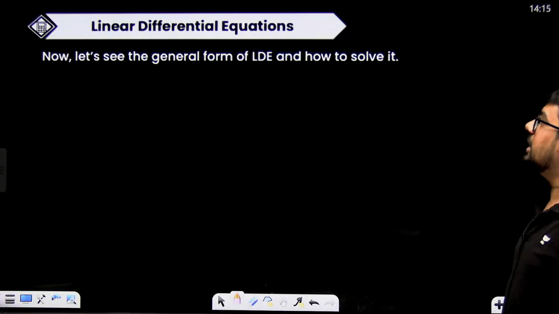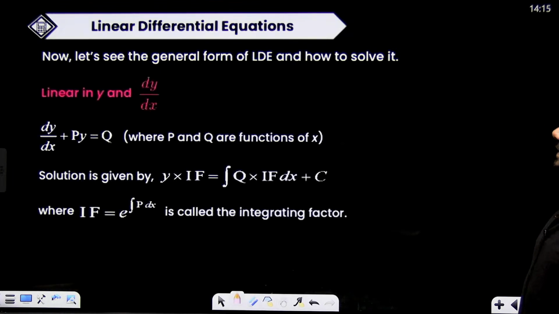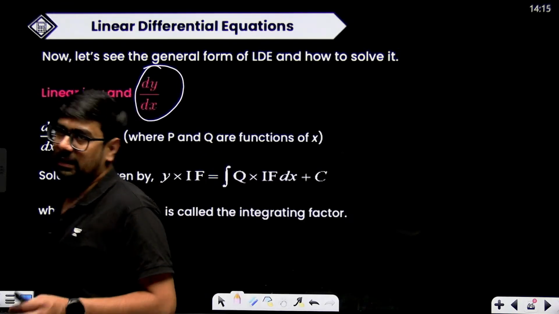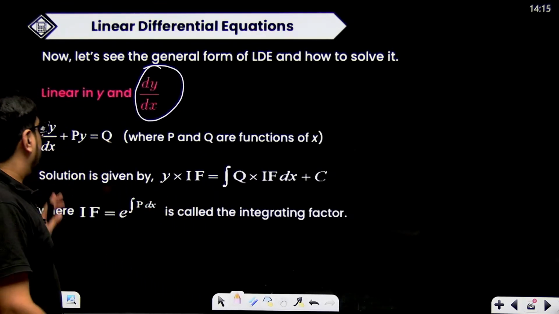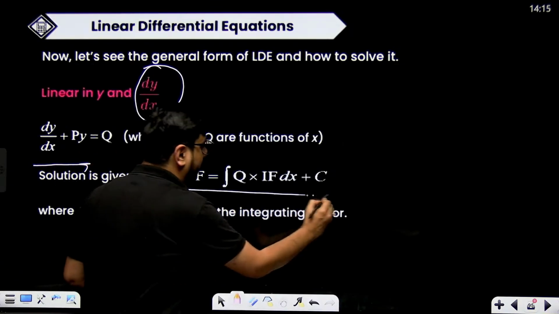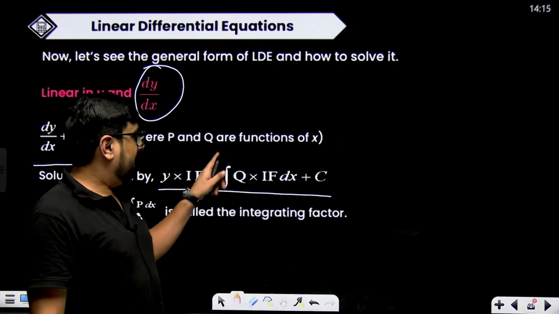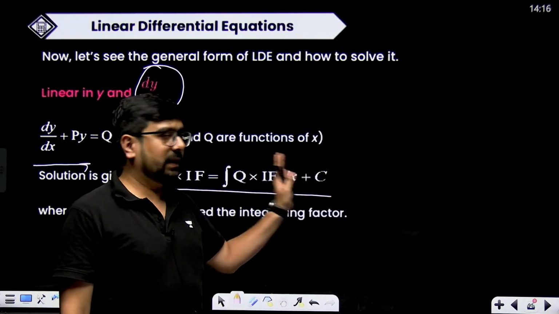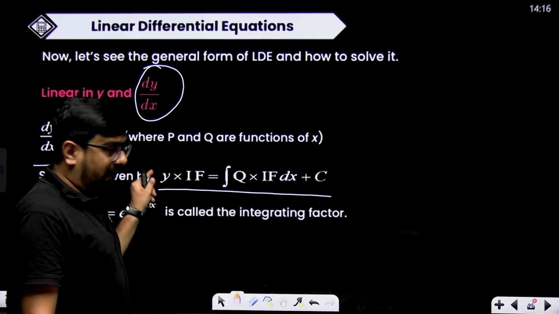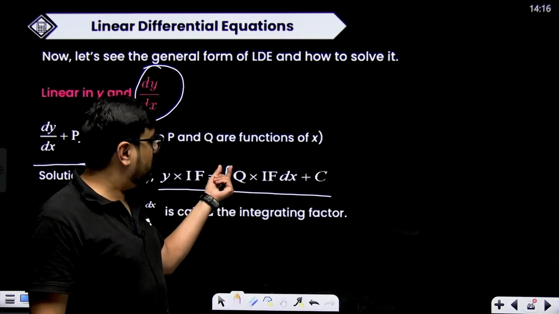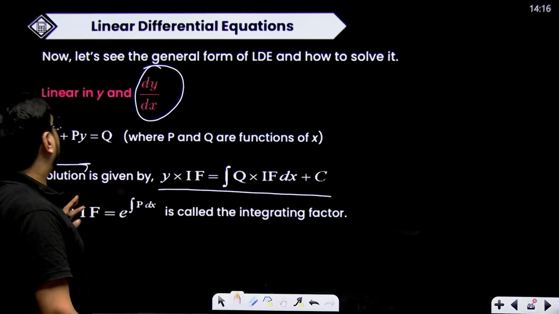So this is how we check whether we have a linear differential equation or not. And there is a standard method to solve the linear differential equation. The method is very much defined. There is a simple formula: y into integrating factor equals integration of q into integrating factor plus c, right? Now what is p and q?